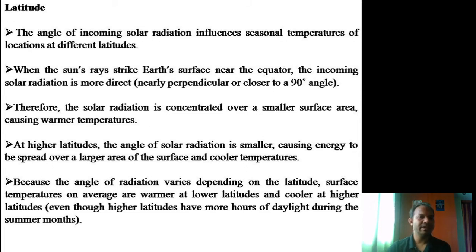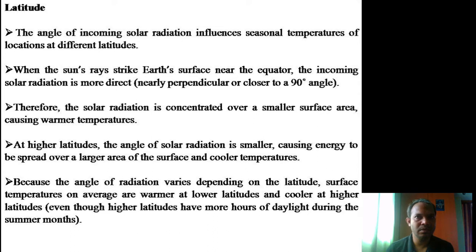You might have experienced it many times when you go to higher latitude places. The temperature will be much cooler, even in the summer. It is only because of the smaller angle of solar radiation. Is it clear? There are many places even in Karnataka, because the angle of radiation varies depending on the latitude. Surface temperatures on average are warmer at lower latitudes and cooler at higher latitudes.